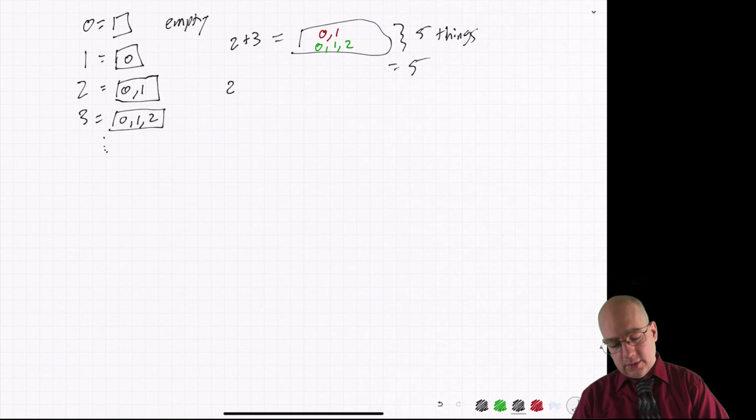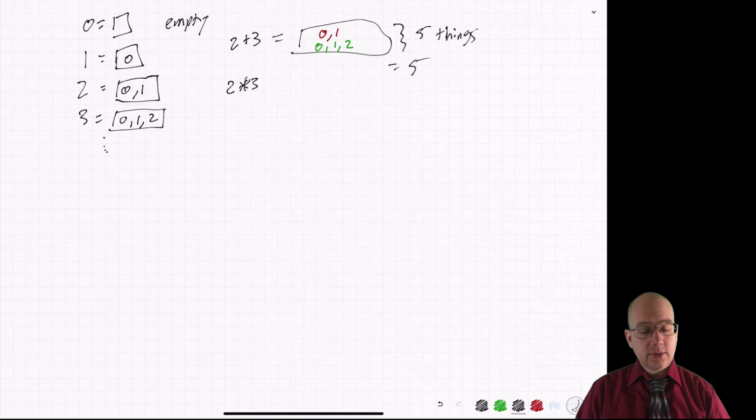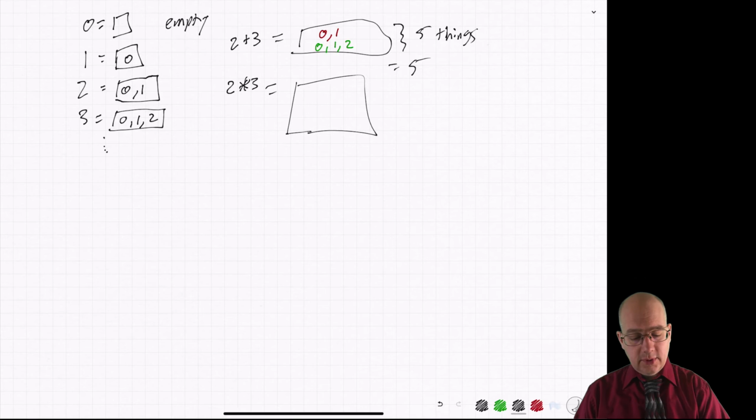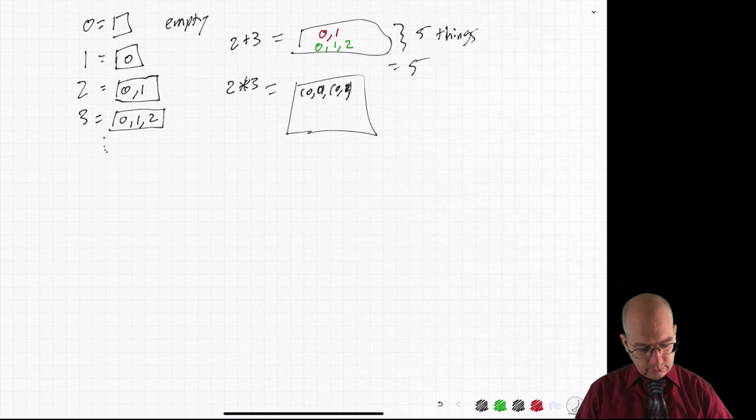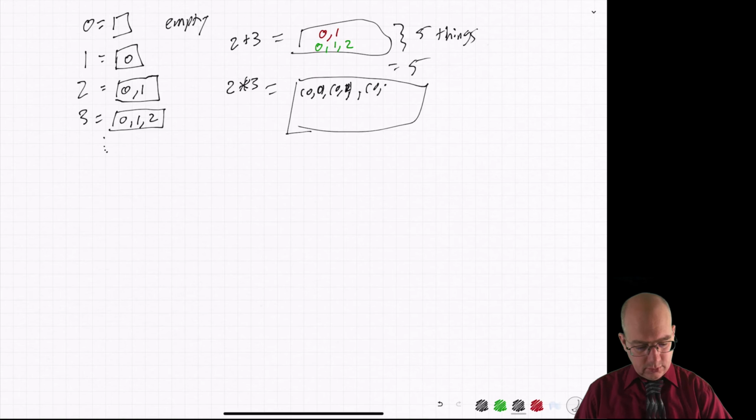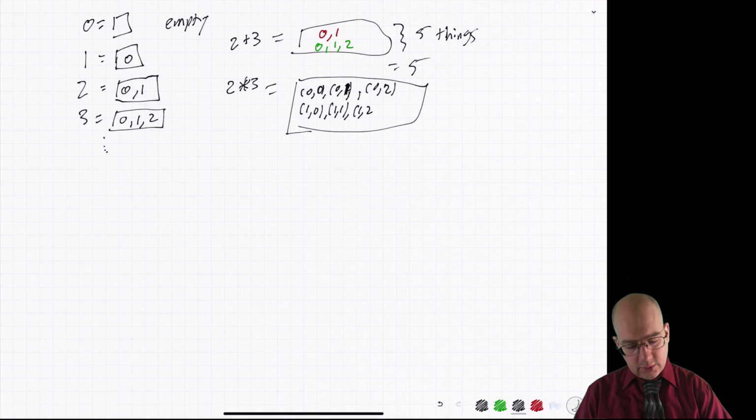And so then there's multiplication. So this, I don't really even need other colors. This is we pair each thing in each of the containers together. So 0, 0, 0, 1, 0, 2, and then 1, 0, 1, 1, and 1, 2, right? 6 things.